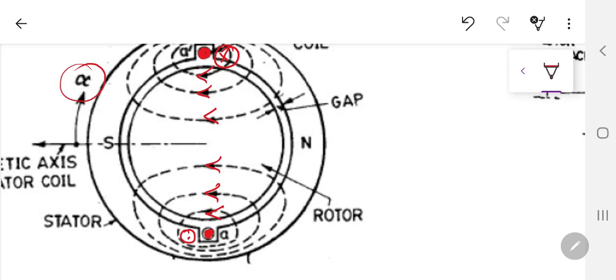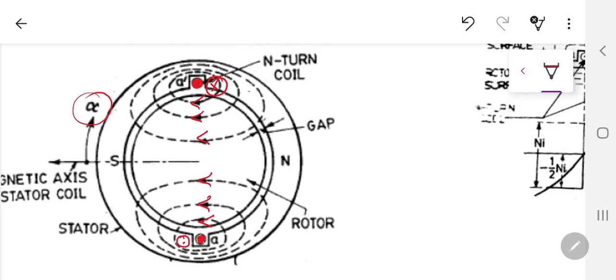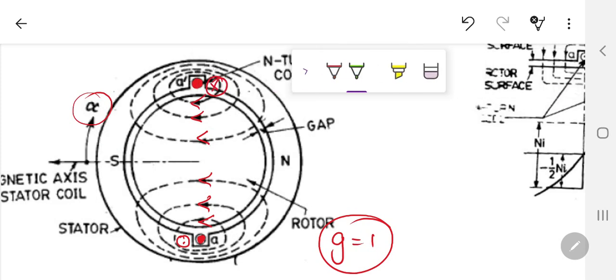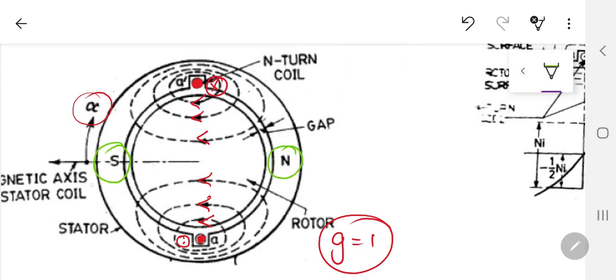Now this is a simple case of a concentrated winding where the A phase has only one slot, and in this case I am not talking about the B and C phase. You can add the B and C phase to this diagram very easily and superimpose them, and you can get the answer. But I am just taking the A phase here, with G equal to 1, which means one slot per pole per phase. Now if you see these dots and crosses, and the directions of the magnetic field in red, based on this you can see this is the north pole and this is the south pole.